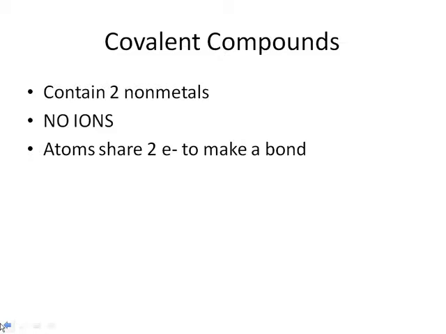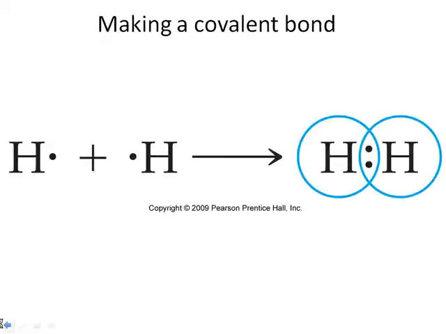Covalent compounds. This is the last of our naming types of compounds that we're going to do in Chemistry 121. These contain 2 nonmetals, and what that means is that there are no ions. So you're not losing or gaining electrons here. It turns out that in a covalent compound, the bond that's formed is actually formed by the 2 atoms sharing 2 electrons. So no ions, no positives or negatives.